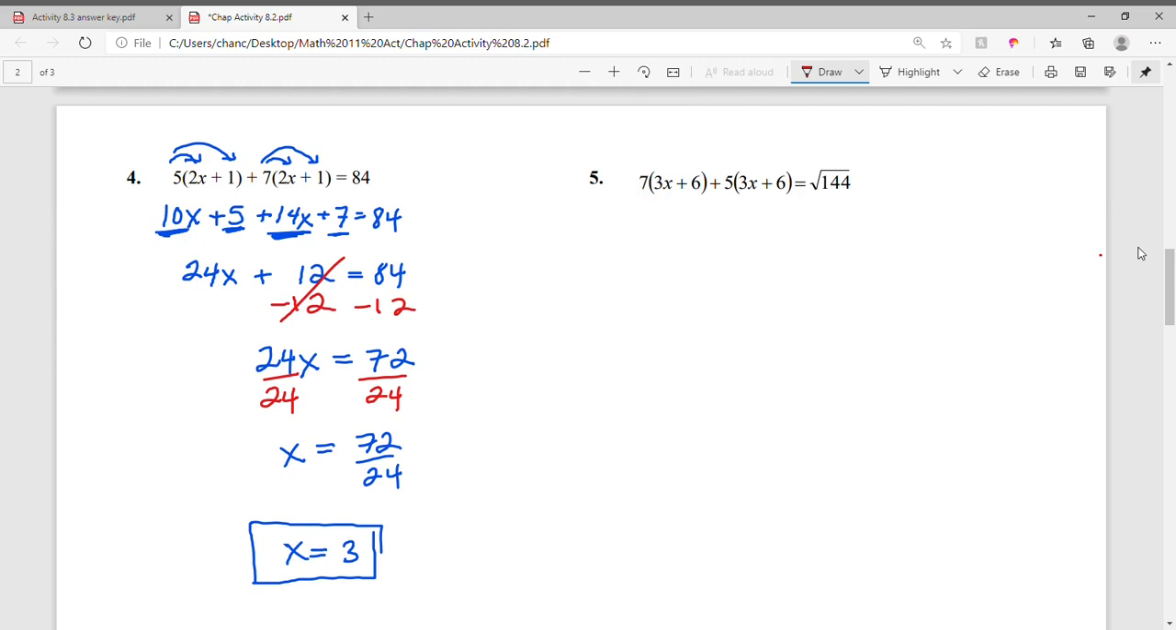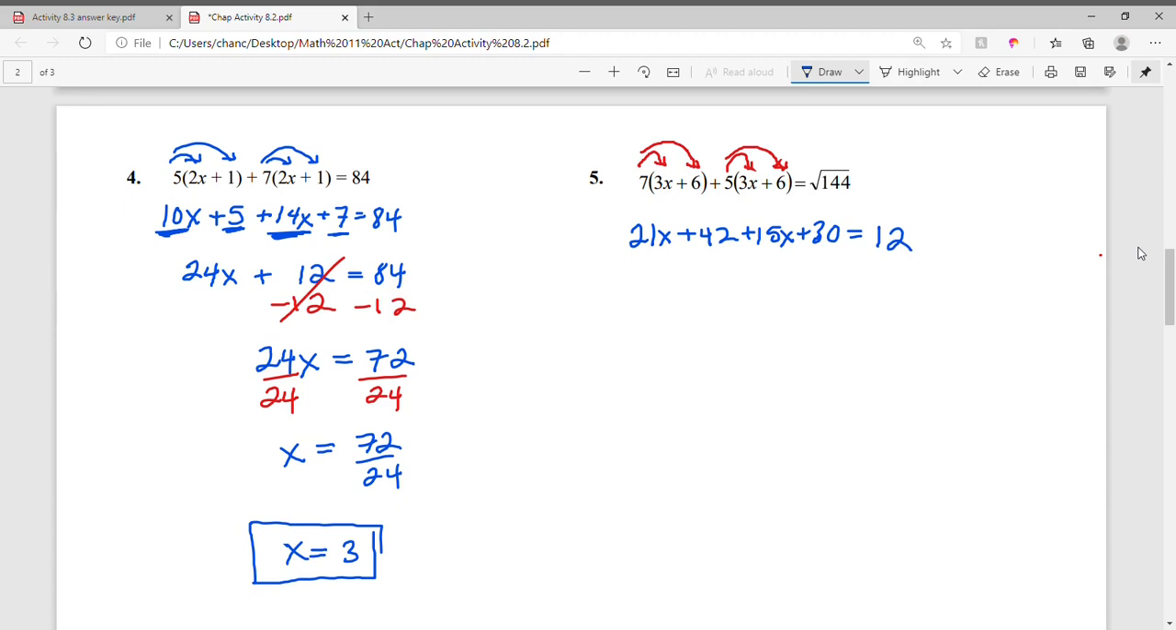In question 5, we have 7 times the quantity 3x plus 6 plus 5 times the quantity 3x plus 6 equals the square root of 144. I'll start by distributing the 7 and we'll also distribute the 5 at the same time. This simplifies to 7 times 3x, which is 21x. 7 times 6 is 42. 5 times 3x is 15x. And 5 times 6 is 30. We know the square root of 144 can be simplified as 12.